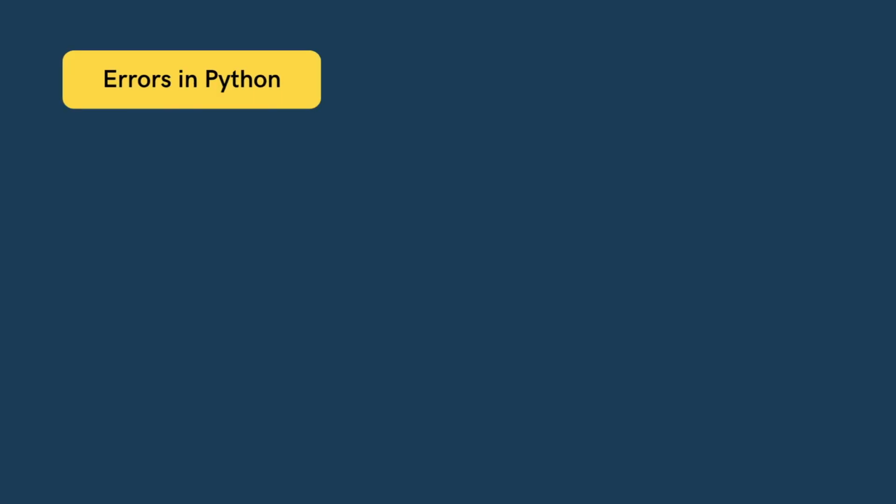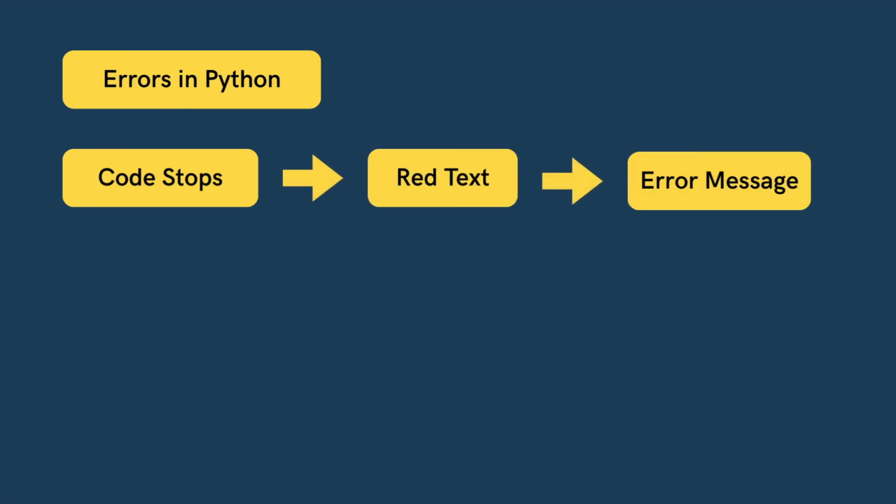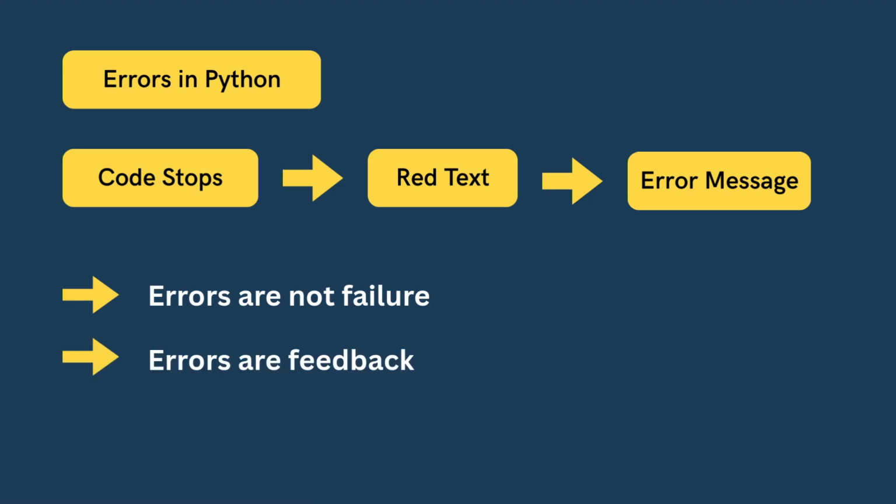So far, we have written a lot of Python code, and sooner or later, this happens. The code stops, red text appears, Python shows an error. Most beginners immediately think I did something wrong. That's not the right way to see it.